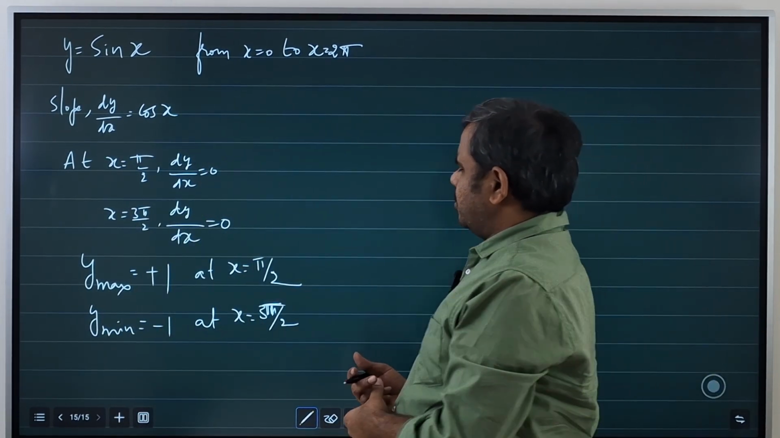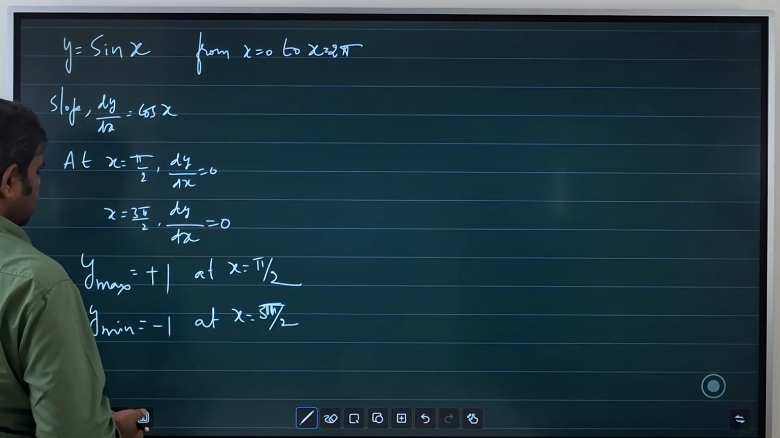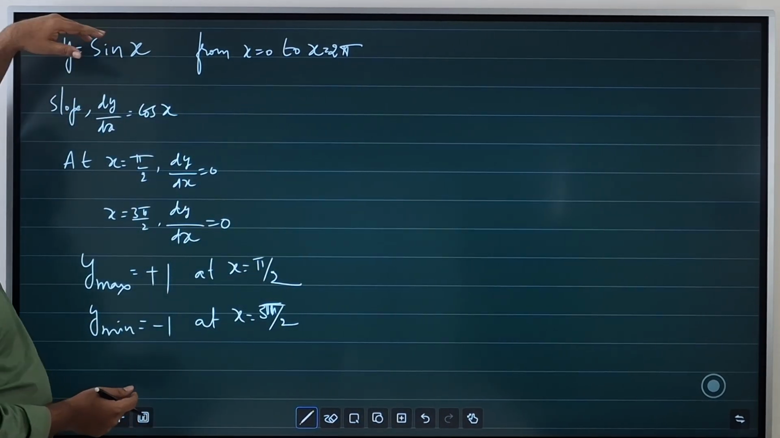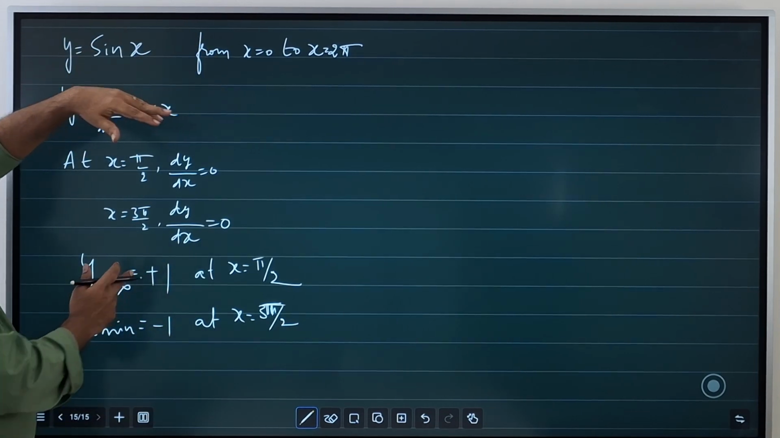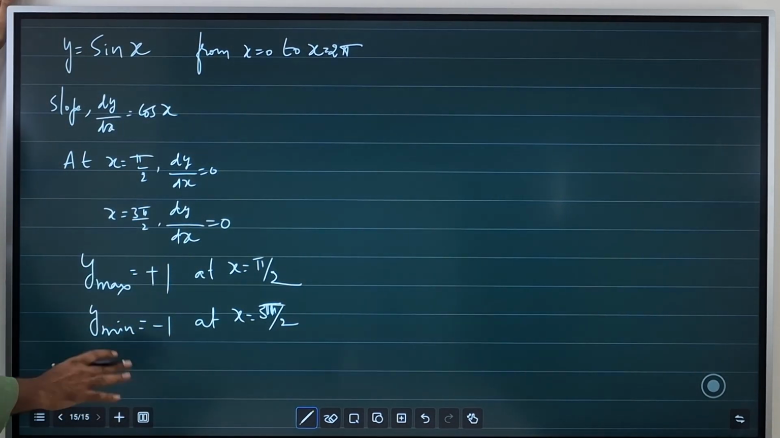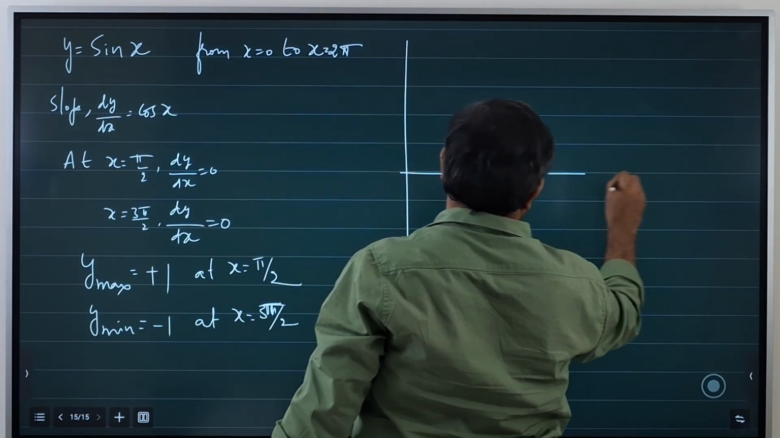Okay, so it doesn't go to infinity. Y never becomes infinity. Y is always finite. It always lies between plus 1 and minus 1. Its maximum value is plus 1. Its minimum value is minus 1. The graph always lies between this plus 1 and minus 1. Okay, well, if you draw the graph, it looks like this.